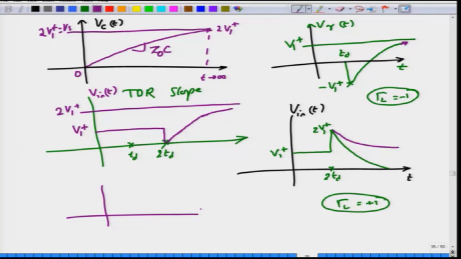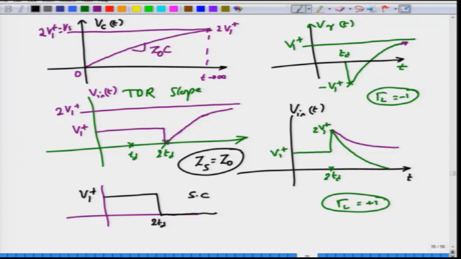For example, suppose the load is a short circuit. I am assuming all the time that the source impedance is matched to the transmission line characteristic impedance. Now if the load happens to be a short circuit, then the waveform that you are going to see will start out with V1 plus, but at time t equal to 2 TD you receive a V1 minus, which would be equal to minus V1 plus, and if that continues forever, then you know that this is a short circuit.